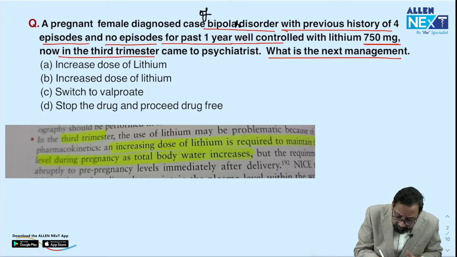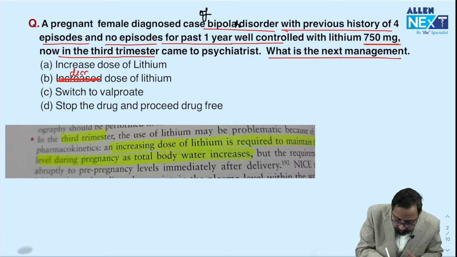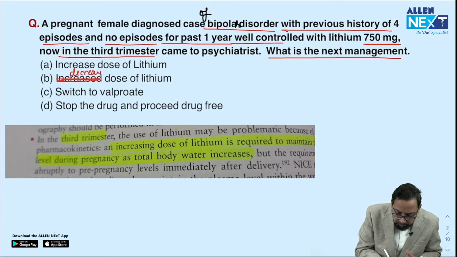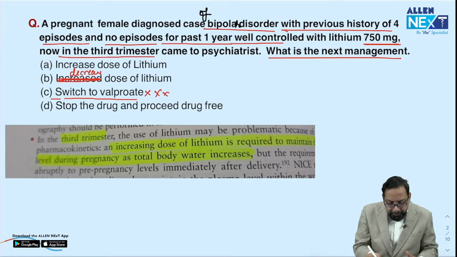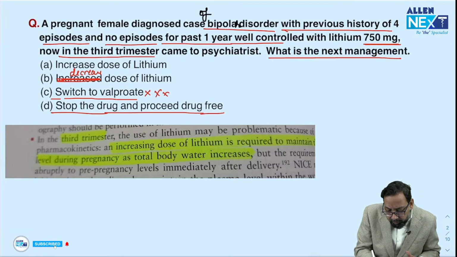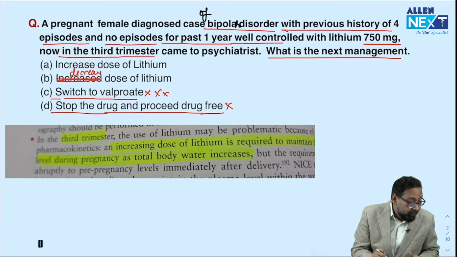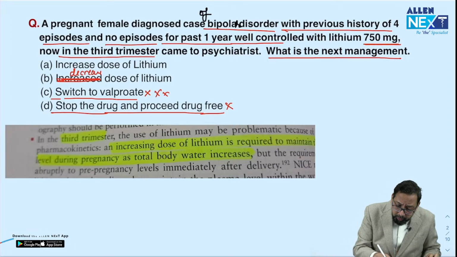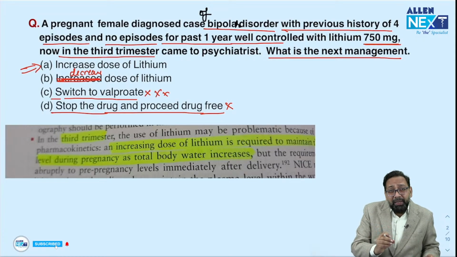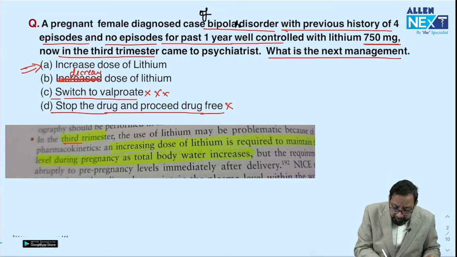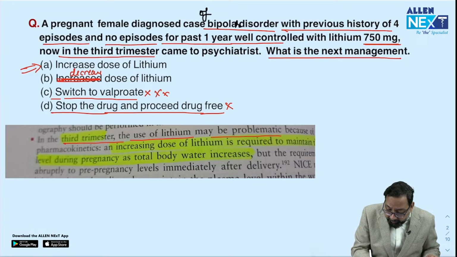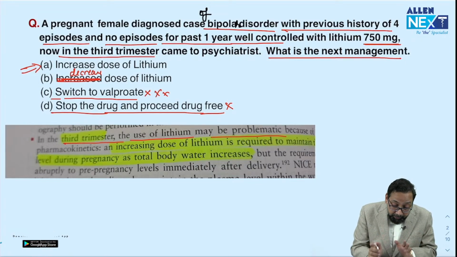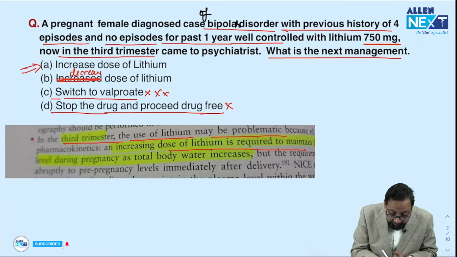They have given the options: increased dose of lithium, decreased dose of lithium, switch to valproate, stop the drug. Switch to valproate, definitely we will not. Stop the drug, no, we will not stop the drug. If we stop the drug, then there may be precipitation of manic symptoms. So we will increase the dose. Maudsley NICE guideline says that in the 3rd trimester, use of lithium may be problematic because of pharmacokinetics. Increased dose of lithium is required to maintain level during pregnancy as total body water increases.